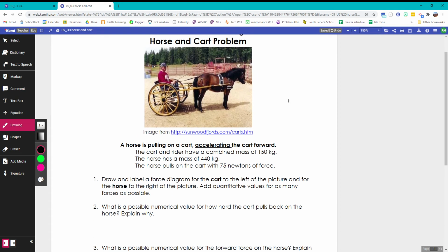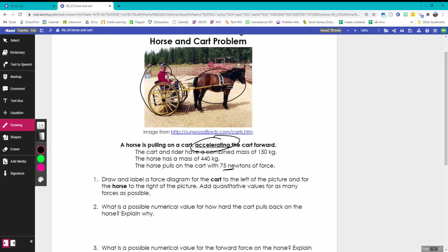So in this problem, we're looking at a horse pulling a cart, and the cart is accelerating forwards, and we have a mass for this, we have a mass for the horse, and we have the amount of pull force. So let's draw a force diagram for the cart to the left of the picture and for the horse to the right of the picture, and we're going to add quantitative values for as many as we can.